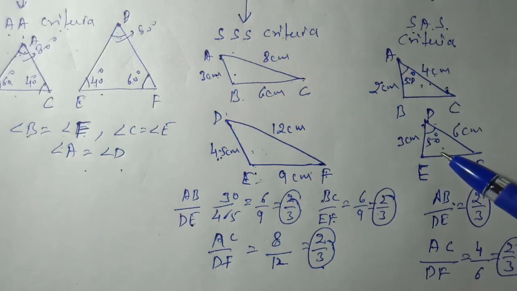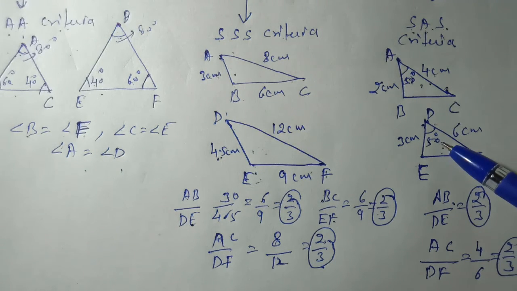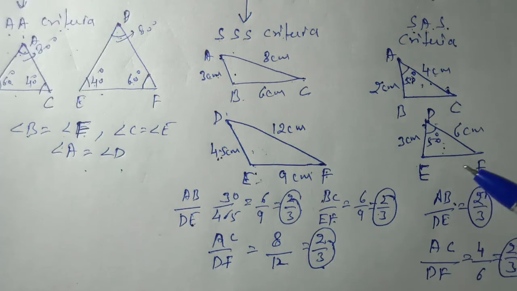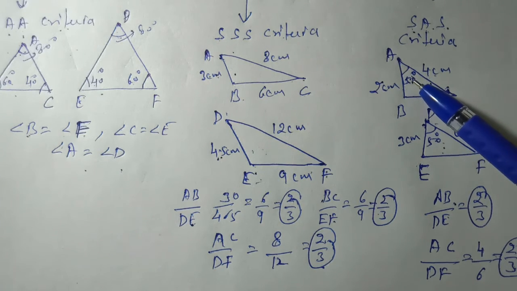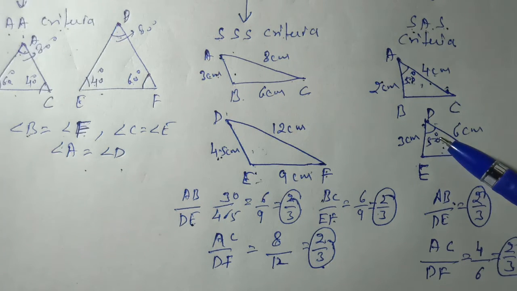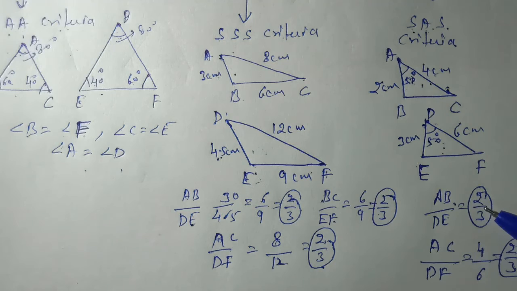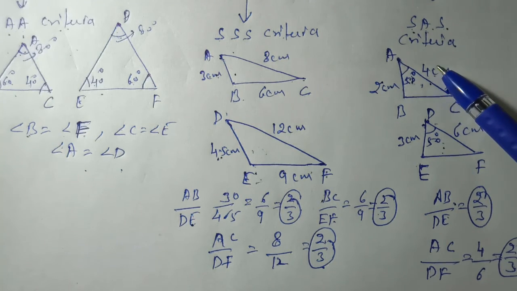So two triangles ABC and DEF are said to be similar if one angle of a triangle is equal to one angle of another triangle and the sides containing the angles are in the same ratio. So we will say the triangles are similar by which criteria? Side, angle, side. Thank you.